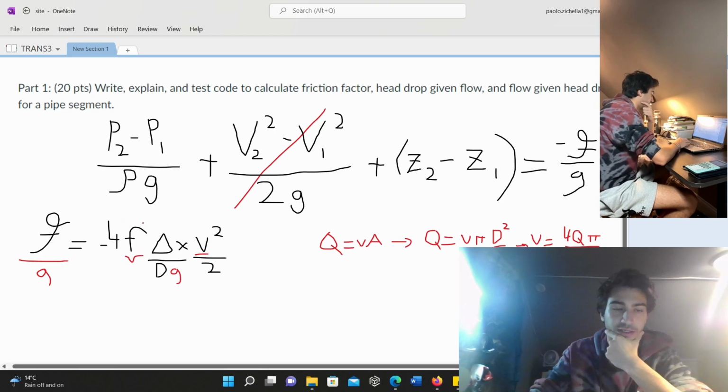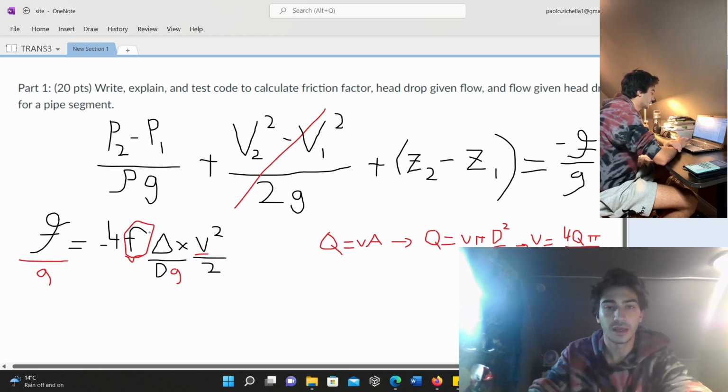So all we're missing for the right hand side of the equation is the fanning friction factor, and what I'm going to be doing to explain that is a little bit more complicated and will use a couple of different systems. So let's go ahead and jump into that.